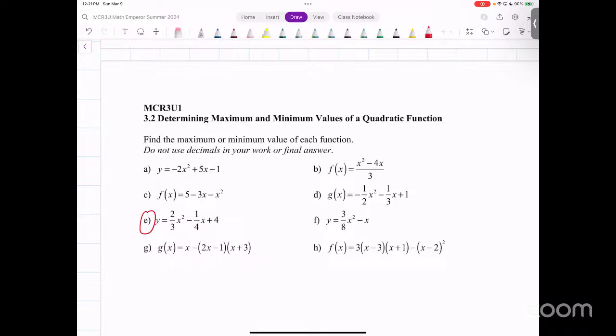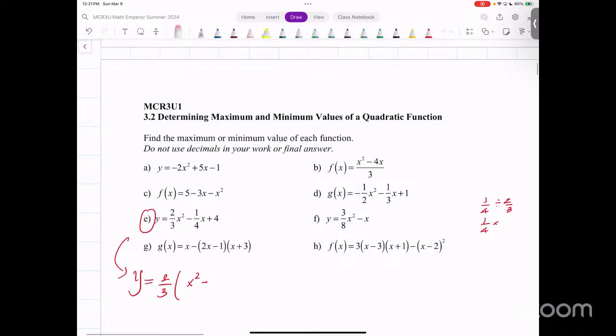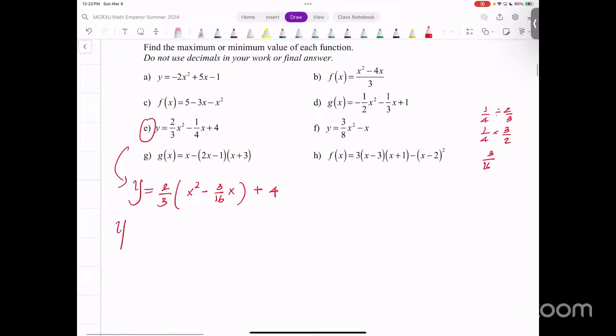It looks like you guys didn't learn completing square in grade 10 class. I'm talking about grade 10 math so far, except the complexity. So let's do that step. Y is equal to, we put the 2/3 out, so you get x squared minus 1/4 divided by 2/3. So let's do some simplification. If I do 1/4 times it by 3/2, which is 3/16. Now, I'm going to write that first: 3/16x, and then plus 4. The 4 is outside. What is the next step?